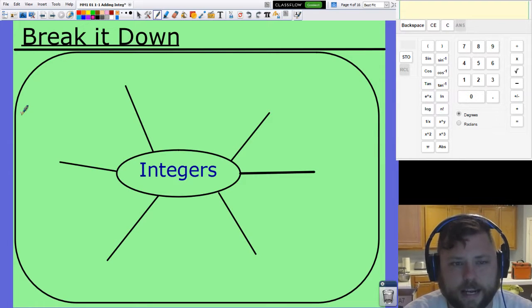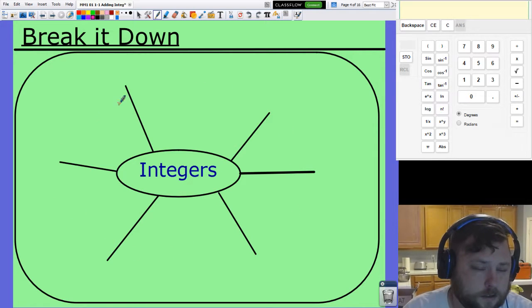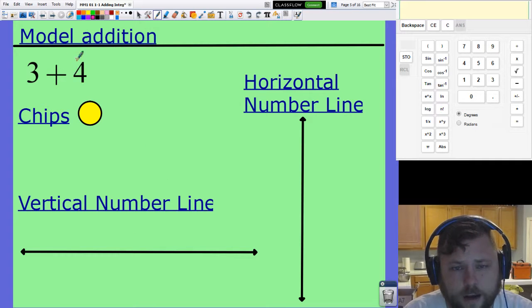So I like to break down the topics we're learning. This is about adding negative integers. So we look at what your kid did. They should have filled out what we call a circle map in this class, and what they actually know about integers. Now I want to model this in a few ways.